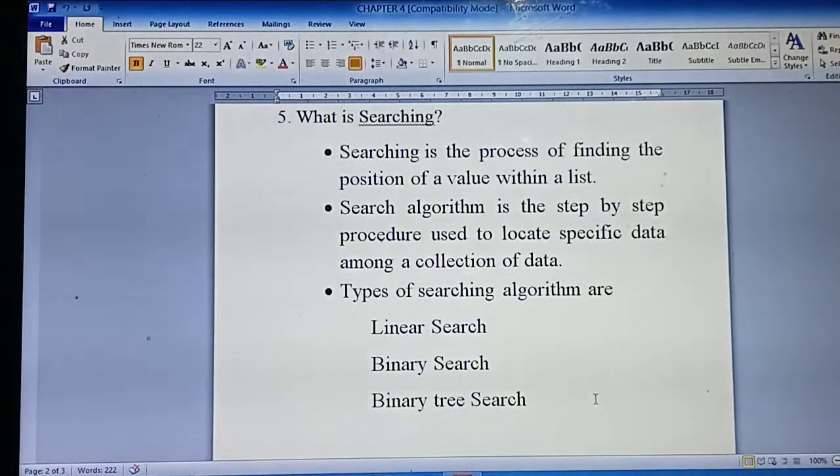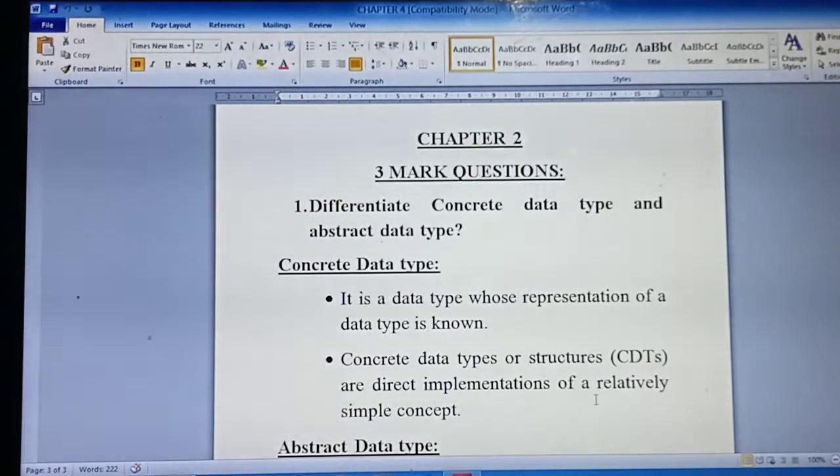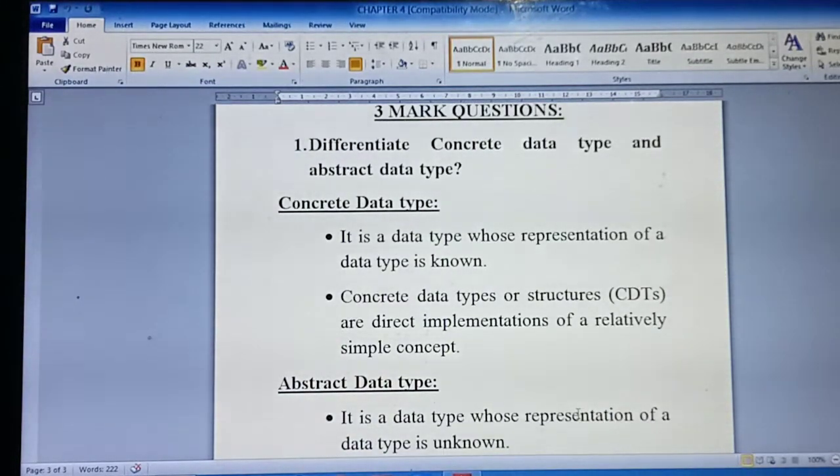Okay, students. And also second chapter, listen students. Second chapter 3-mark questions. That answer is not there in your textbook. That also please write now. Second chapter, first 3-mark question. Write it. Differentiate concrete data type and abstract data type.